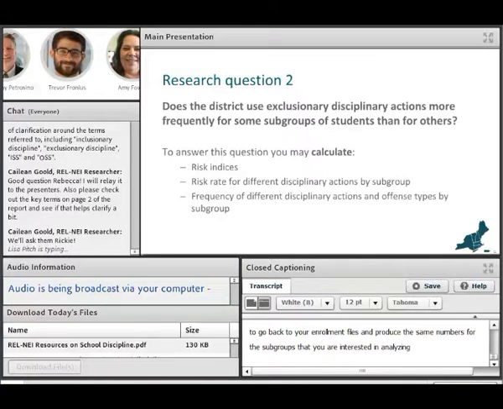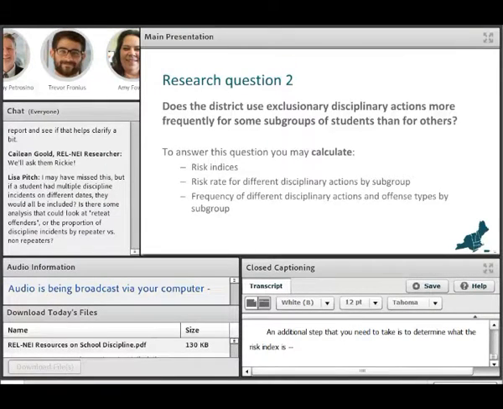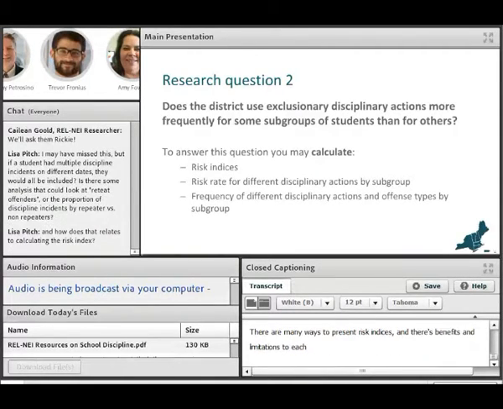An additional step that you need to take is to determine what risk index to use to determine whether there are disproportionate disciplinary actions towards certain student subgroups. There are many ways to present risk indices, and there are benefits and limitations to each, so we'll talk about that a bit. To start, you really should think about calculating the risk rate for the student population and subgroups of interest. Anthony talked a little bit about risk rate a few slides ago. The calculation for it is pretty straightforward. It's on page 2 of the report for those that have the report with them.